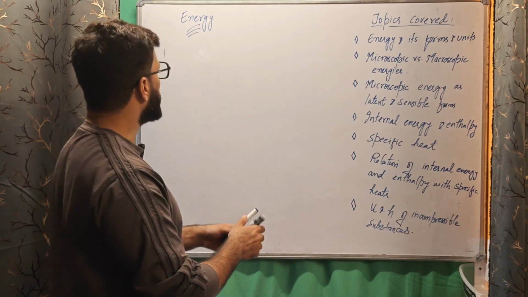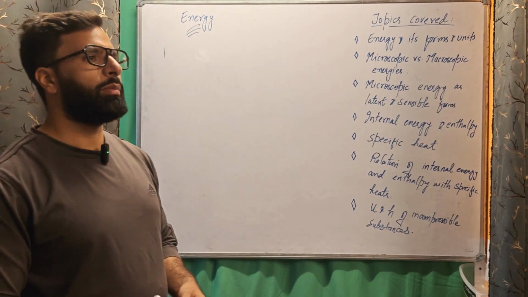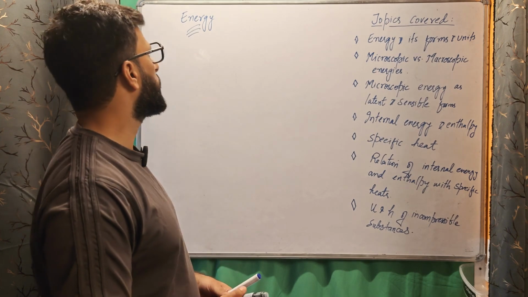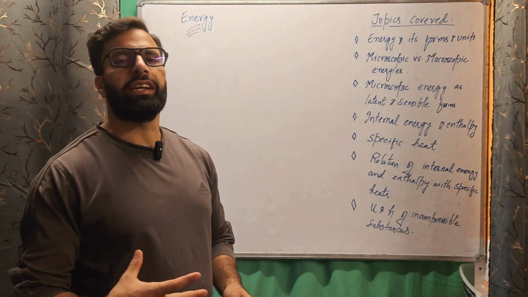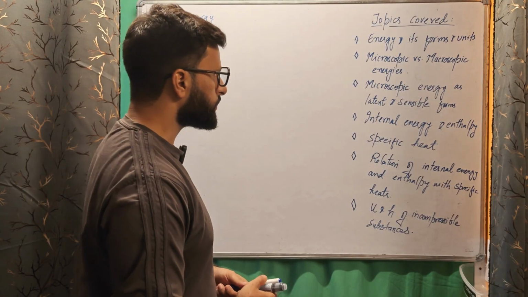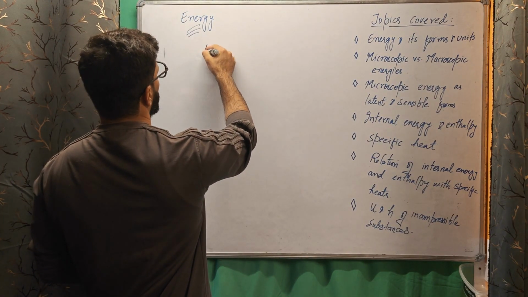So we'll start with energy. So first of all, what is energy? We know that the ability to do work is called energy, and the rate at which this work is being done is called power. So what is energy? Ability to do work.